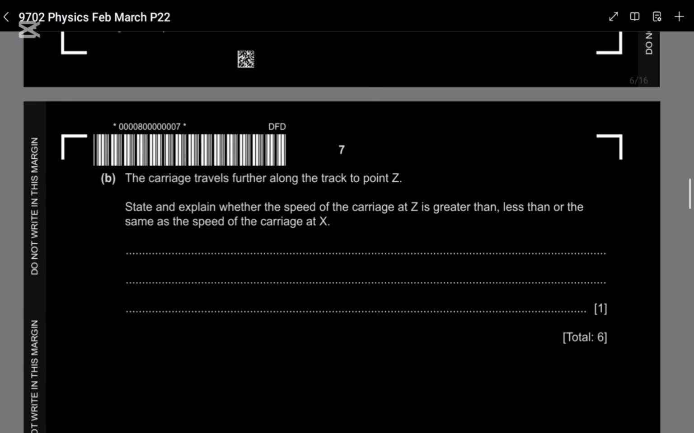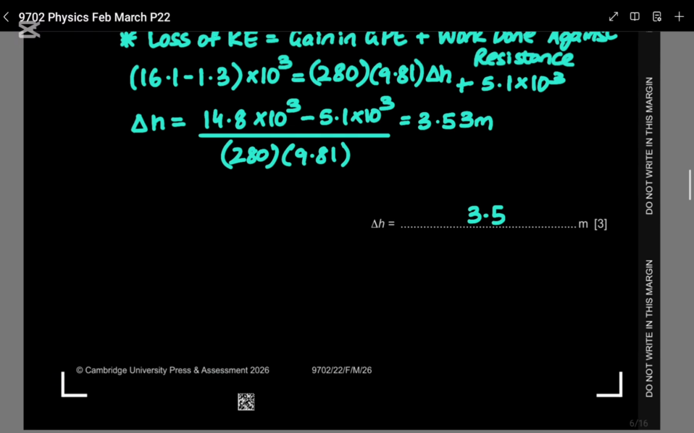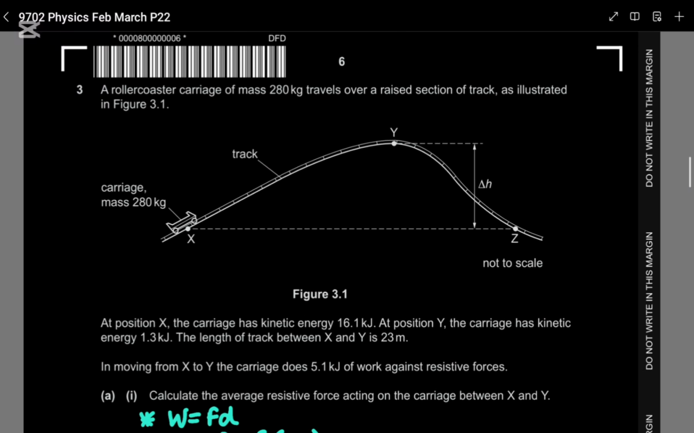Now part B. The carriage travels further along the track to point Z. State and explain whether the speed of the carriage at Z is greater than, less than, or the same as the speed of the carriage at X. So the carriage moves to Y, and from there we said there's a loss of kinetic energy. Now they're saying that the same carriage moves to a point Z over here.